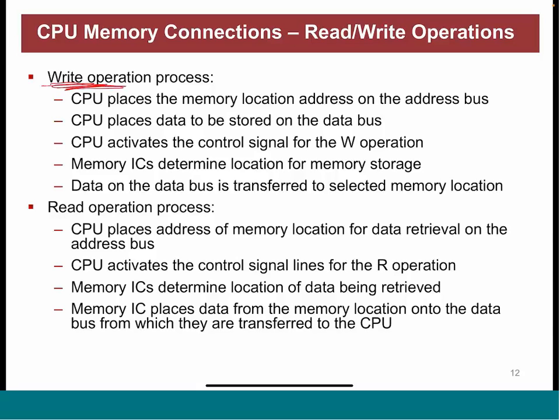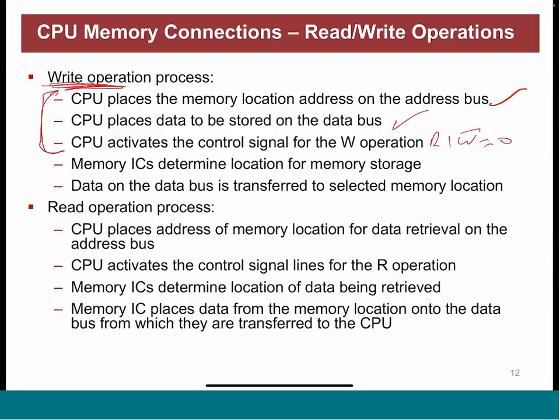The CPU provides the address, then the data to be written, and then it activates the control signal for a write. So read/write is 0. This is what the CPU needs to do. Of course, assuming that the memory is enabled, yeah? If not, of course, it needs to enable the memory as well.